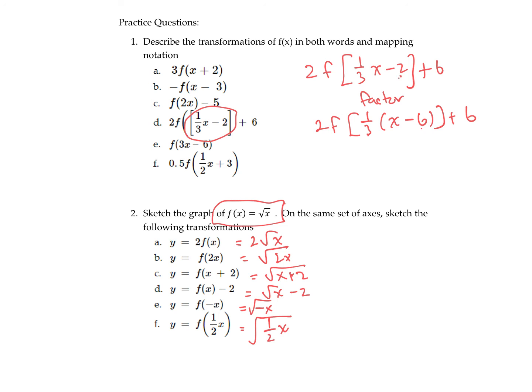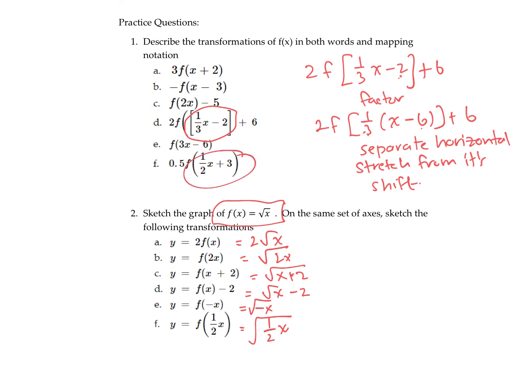So what I've done is factor, and that is going to separate the horizontal stretch from the shift. Okay, they have to be separate, so if it's not factored, you have to factor it. The same with this one, it needs to be factored. Okay, and this one. So these last 3 need to be factored. So factor out the coefficient so that you separate the stretch from the shift.